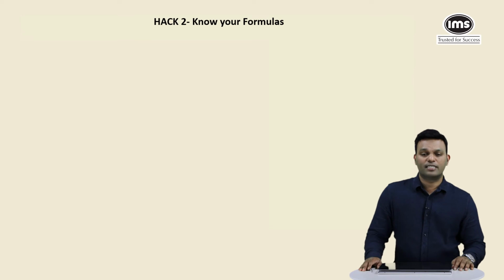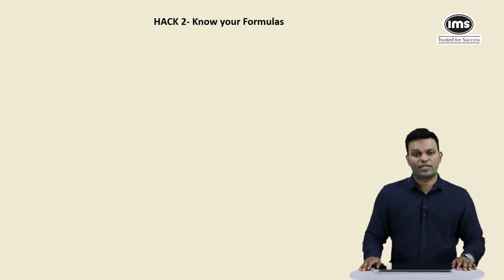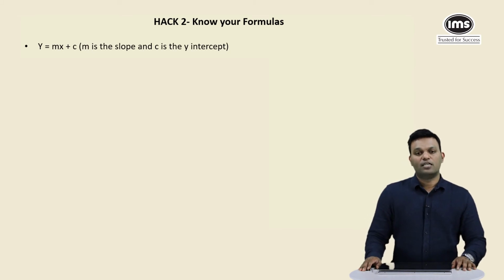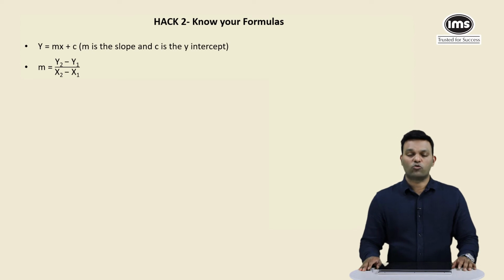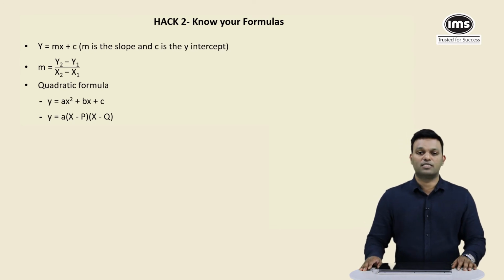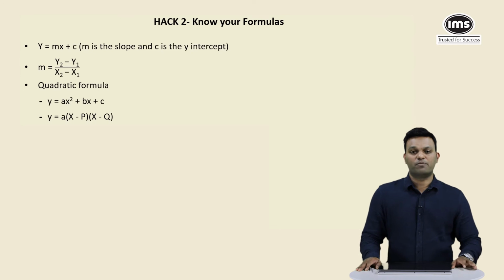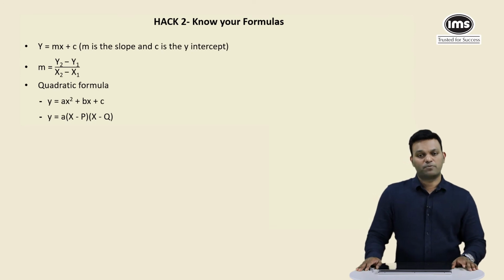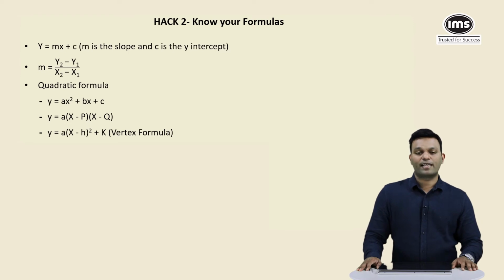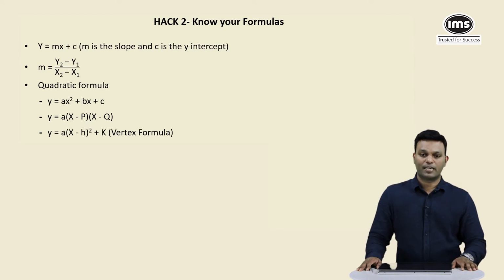The first formula is the equation of a straight line, which is y equal to mx plus c, where m is the slope of the line and c is the y-intercept. Now m you can find by using the coordinates, (y2 minus y1) upon (x2 minus x1). The next is the quadratic formula, which is y equal to ax square plus bx plus c, y equal to a(x minus p)(x minus q), and the next is the vertex formula, which is y equal to a(x minus h) the whole square plus k.